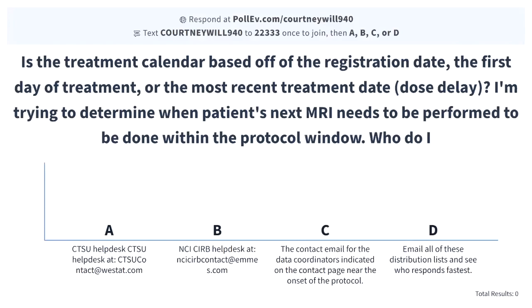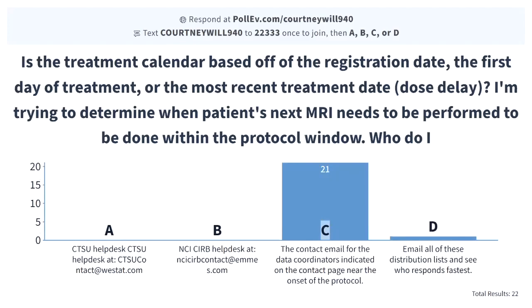Well, answer A, it's obviously the CTSU Help Desk since protocols has taken all the other questions. CTSU Help Desk at ctsucontact at westat.com. Oh, they say Westat, my bad. B, the NCI CRAB Help Desk. C, the contact email for the data coordinators indicated on the contact page near the onset of the protocol. Or D, email all of the DLs and see who responds fastest.